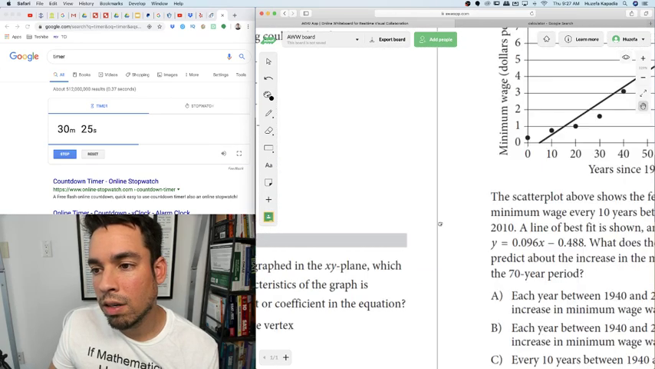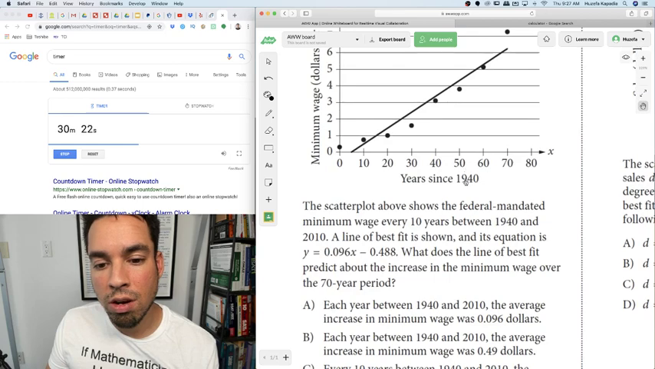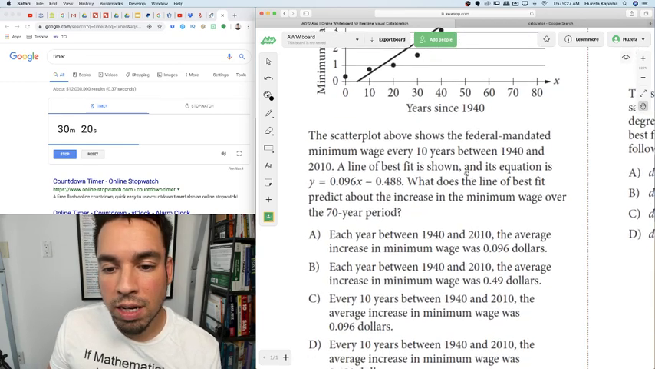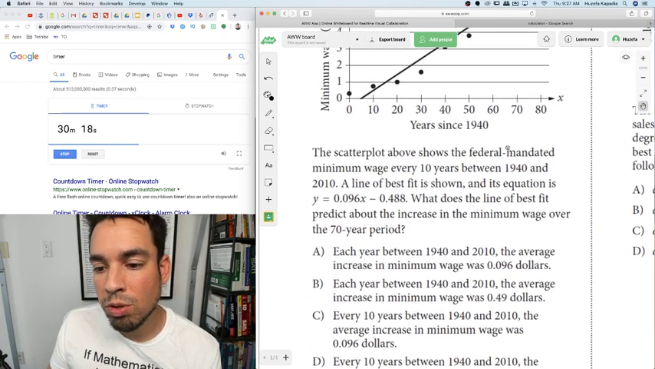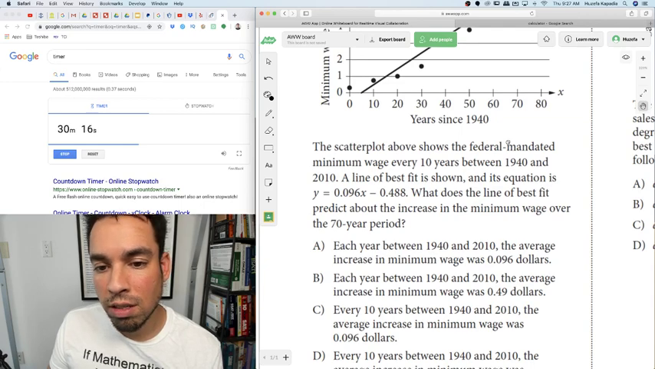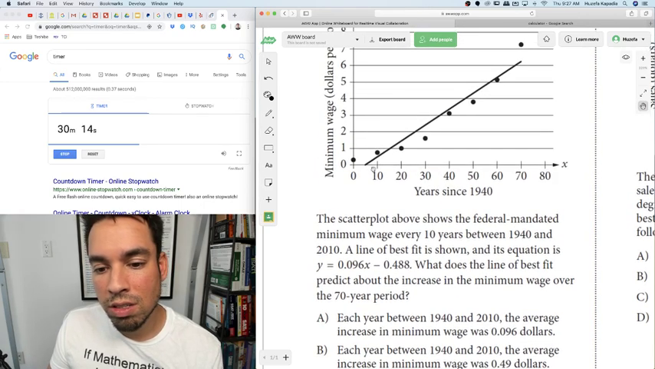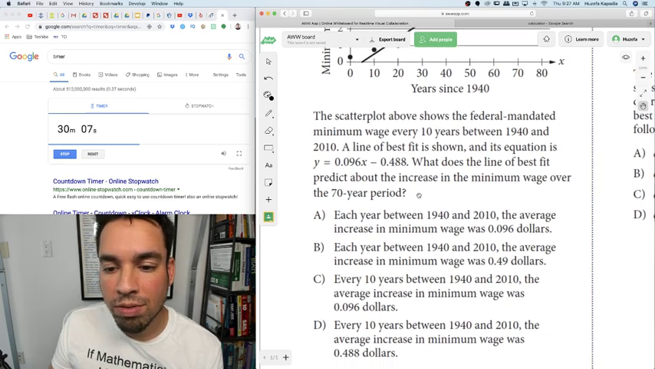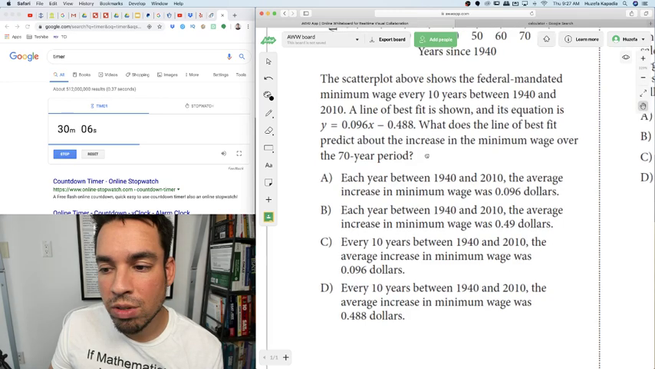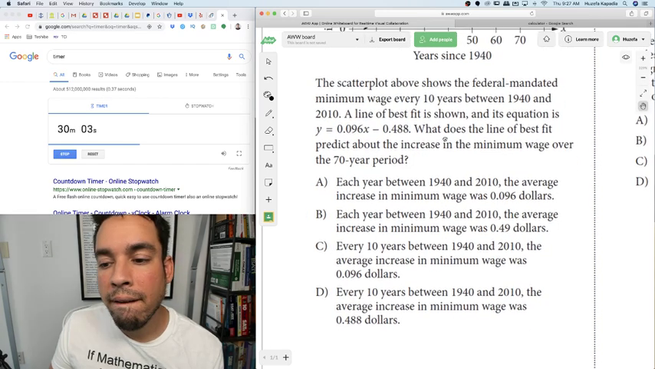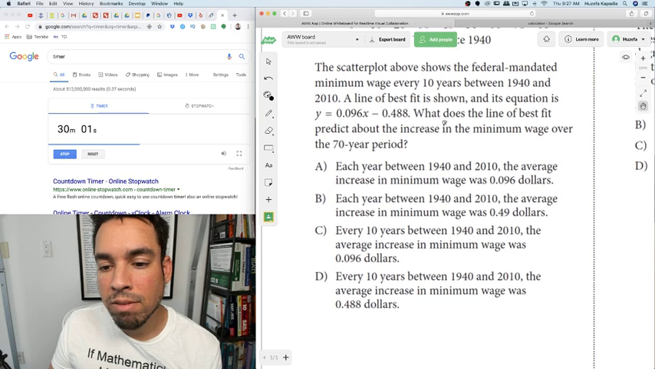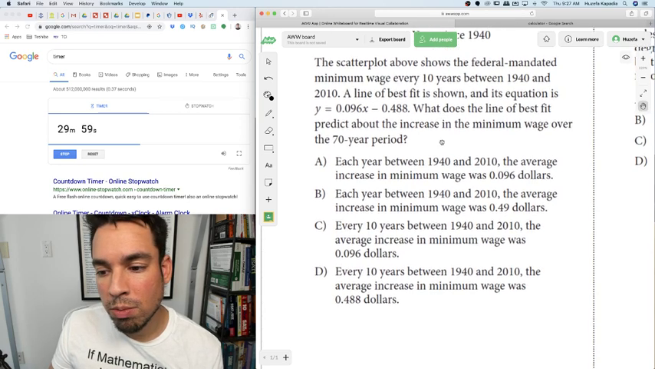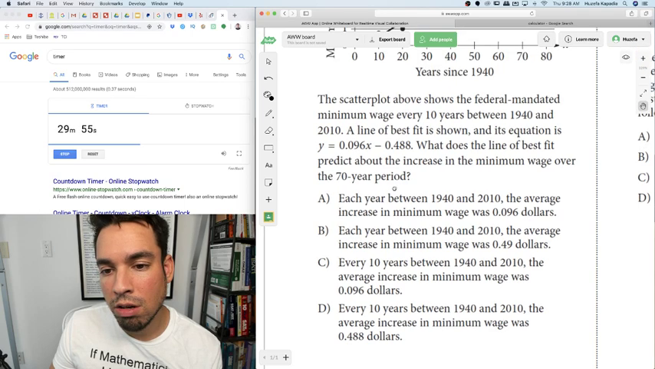Okay. These last two might be hard. We'll see. Usually they are. The scatter plot above shows the federally mandated minimum wage every 10 years between 1940 and 2010. So this is years since 1940. So this is 1940, 1950, 60, 70, 80, and so on. A line of best fit is shown. What does the line of best fit predict about the increase in minimum wage over the 70-year period? Each year, the average increase in minimum wage was $0.096. Yeah, that's it. That's the slope.